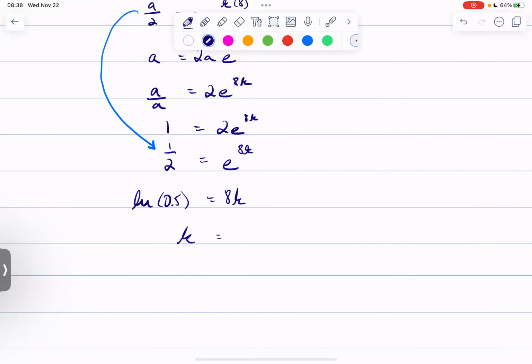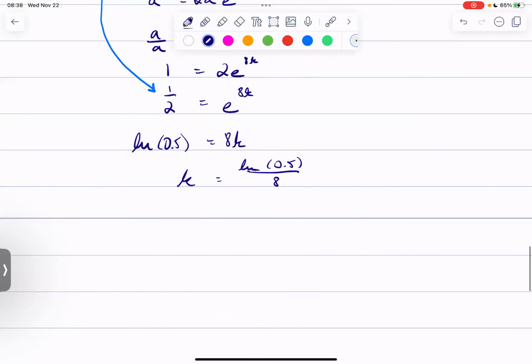So k is the natural log of 0.5 divided by 8, which is what? Natural log of 0.5 divided by 8, negative 0.0866433977. Makes sense that it's negative because it's a decay rate, right? So any decay, you have to have a negative rate, or k, I guess.